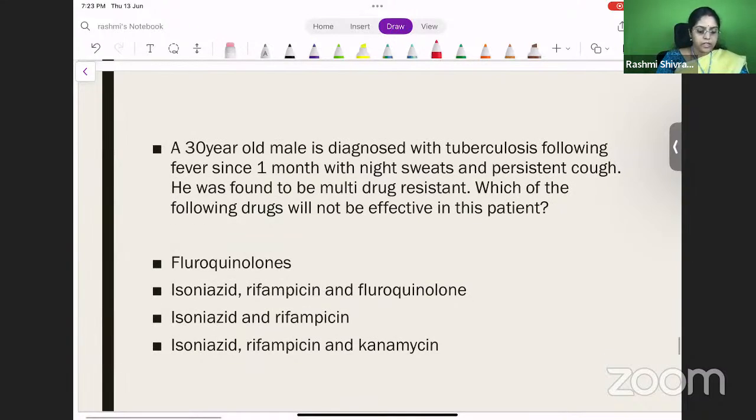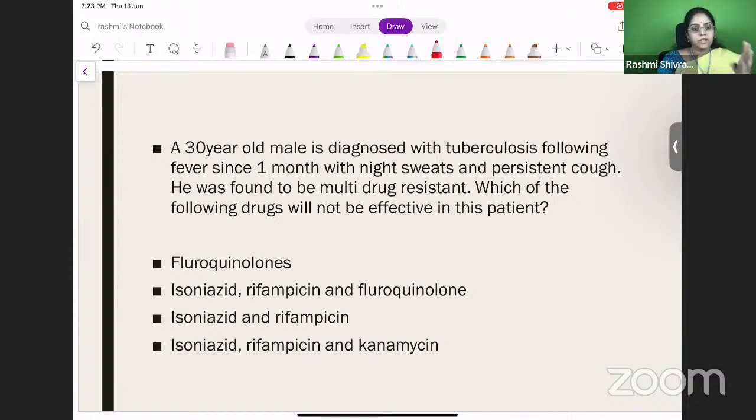A 30-year-old male is diagnosed with tuberculosis following fever since 1 month with night sweats and persistent cough. He was found to be multi-drug resistant. Which of the following drugs will not be effective in this patient? I'm sure all of you will be knowing the answer to this question, but once it's asked in an MCQ, we tend to get confused. What is multi-drug resistant? What is extended drug resistant? So that's what we need to be clear about.